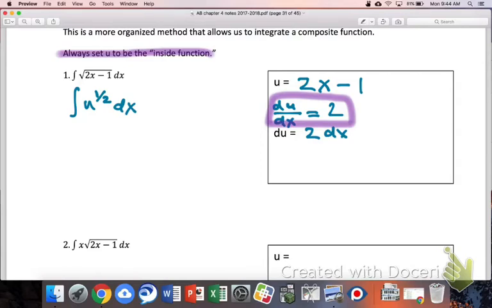Not just du, du over 2, right? So if I come back over here to the box, I could say, well, if I divide by 2, I get du over 2 is equal to dx. So that old principle of substitution you learned way back in Algebra 1: if two things are equal to each other, you can replace one with the other. And so I can replace the dx with du over 2. So this gives me u to the 1/2 times du over 2.